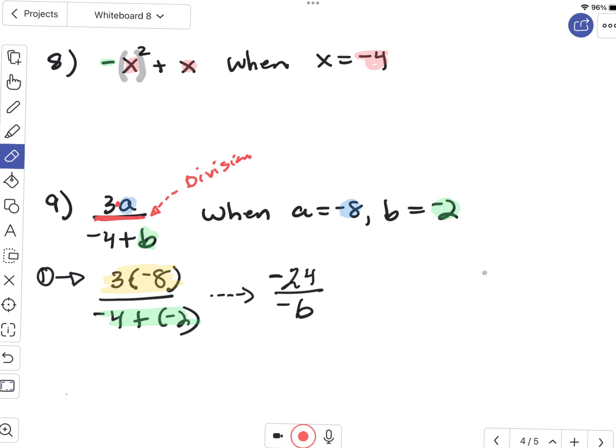And then remember, this is just a number fact. This just means negative 24 divided by negative 6. A negative divided by a negative is a positive. And then what is 24 divided by 6? Isn't that 4? So negative 24 divided by negative 6.